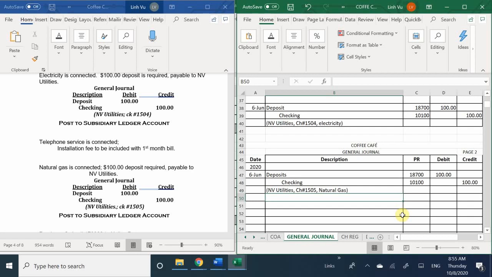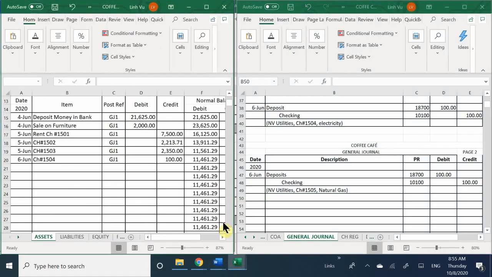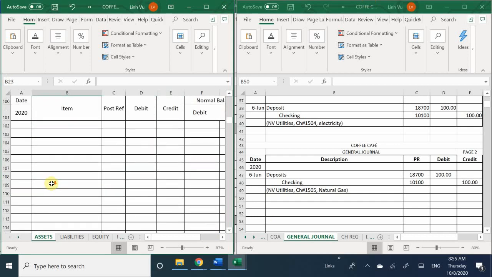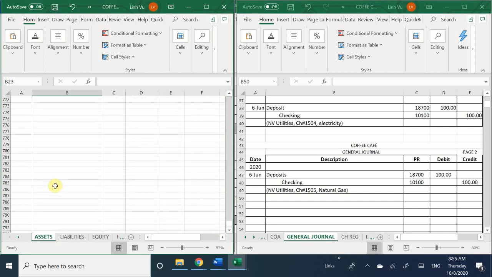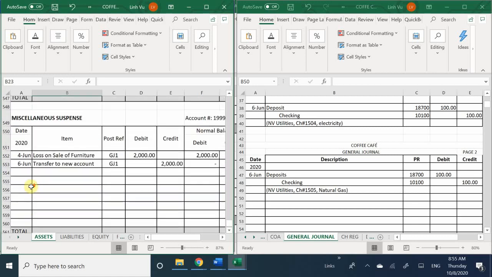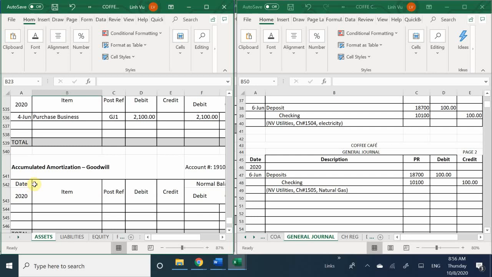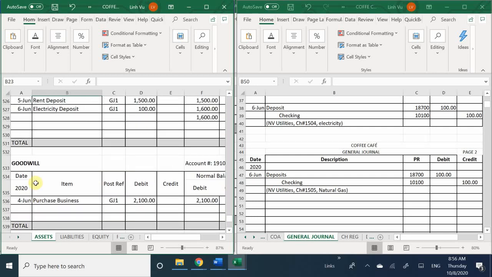Just so that I could tell the difference between the two different deposits, I threw it in there that one's for electricity and one's for natural gas. Now we're going to post it to the ledger. So again, we're going to be dealing with the same exact accounts. Deposits should be towards the end of the workbook, or towards the end of the worksheet.